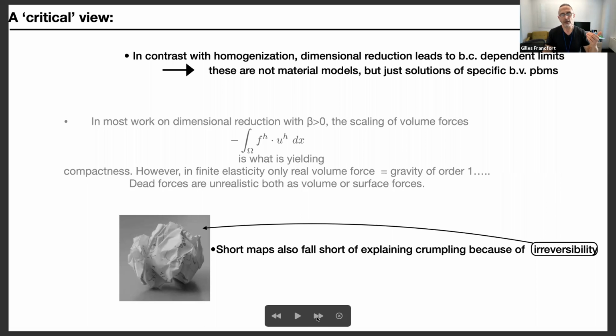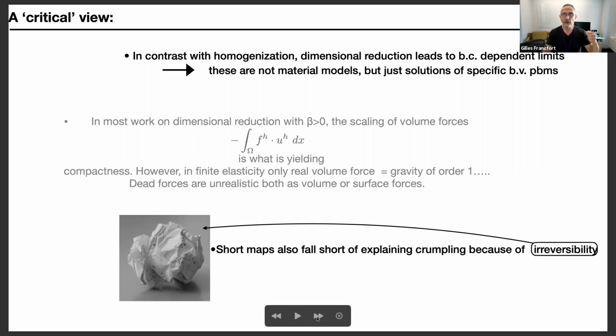But that's fine, you can do that. But when you're doing that, you're doing something which has absolutely no applications, because in finite elasticity, there's only one force, gravity. If you depart from gravity in any way, shape, or form, so if you apply pressure, or any kind of other forces, you will not get a linear contribution to your energy. So you won't get a linear term minus the integral over omega of F_h times u_h.